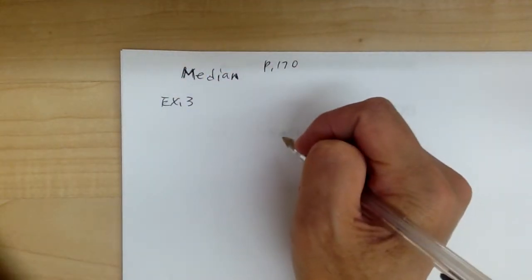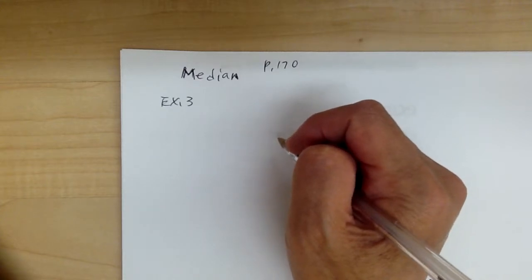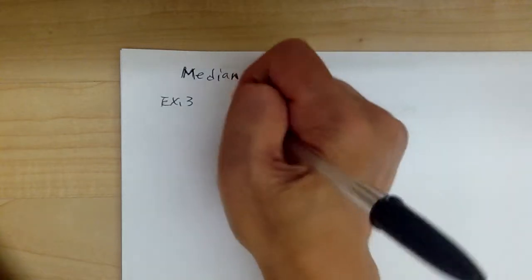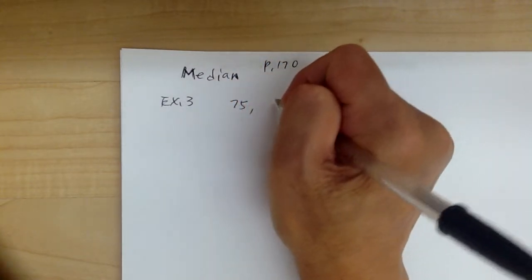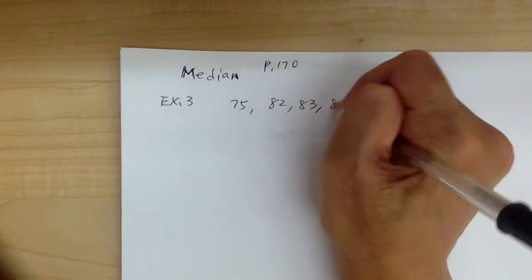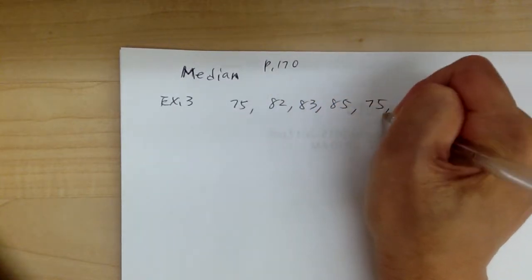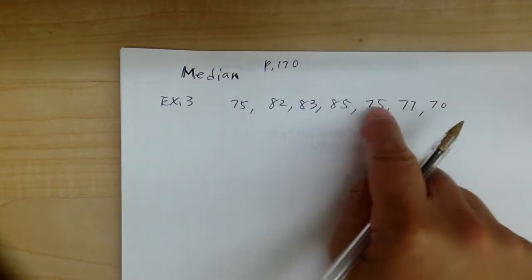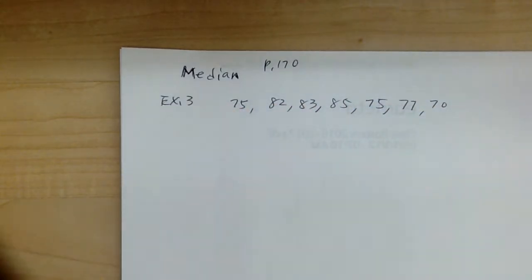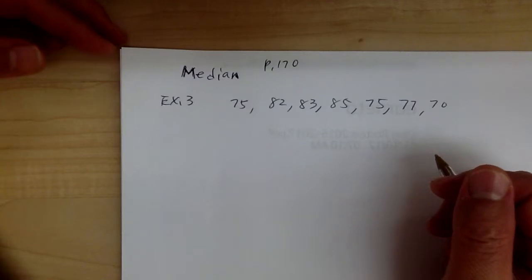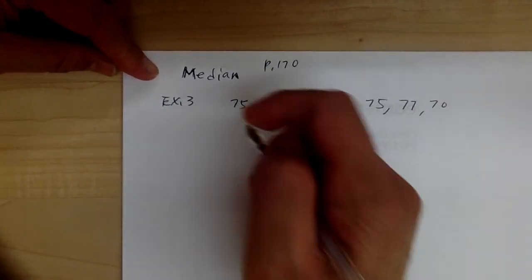So what you want to do is, when you have a whole bunch of numbers, you want to arrange them numerically in order. So you have the 75. These are temperatures, right? You've got 82. You've got 83. You've got 85. You've got 75. You've got 77 and 70. Okay, so you've got 1, 2, 3, 4, 5, 6, 7. Right? There are 7 numbers. So the first thing you have to do is arrange this in order. It doesn't matter if you go from the highest to lowest or lowest to highest. So let's go and do the highest to lowest.